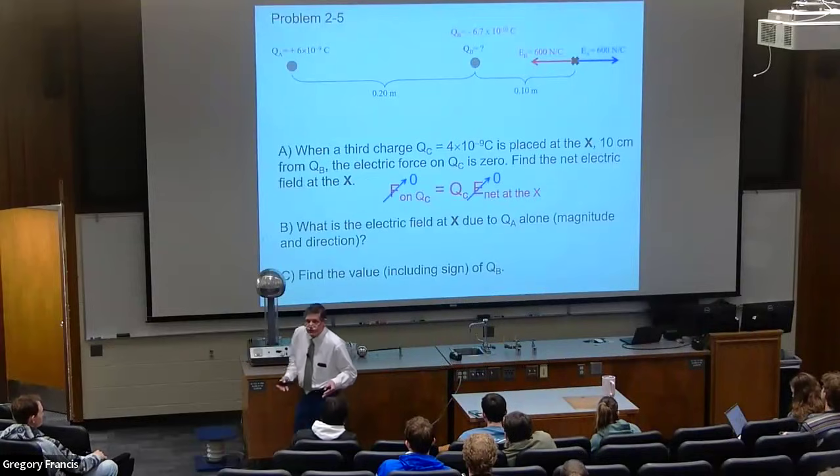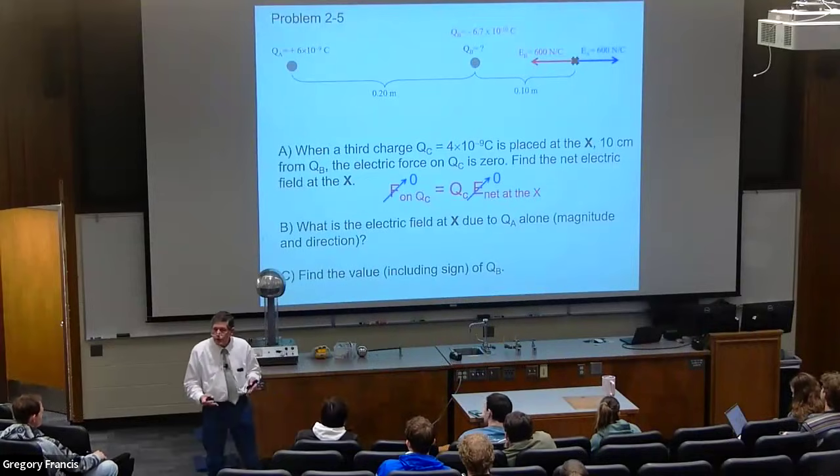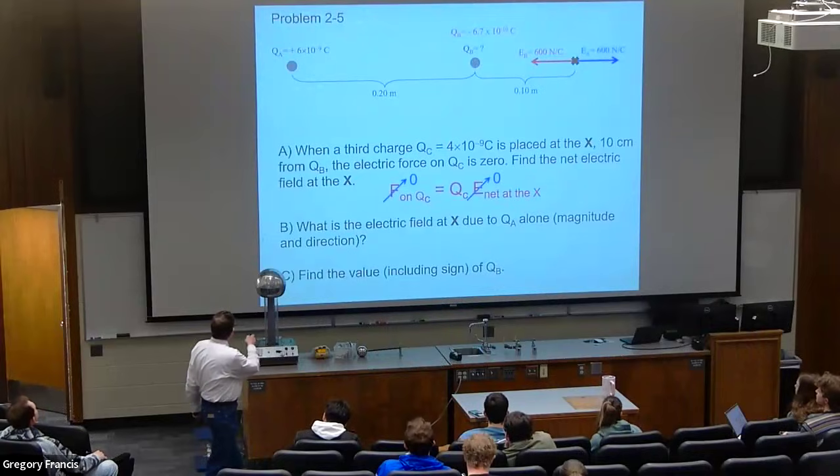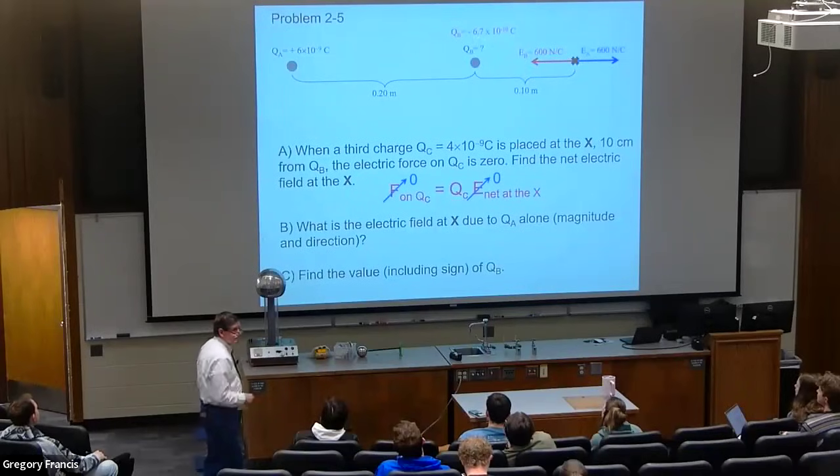I don't want a field that's 9 times bigger. I want a field that's the same size. So that means my charge had better be 9 times smaller. So if I take this charge and I divide it by 9, I get that number there.